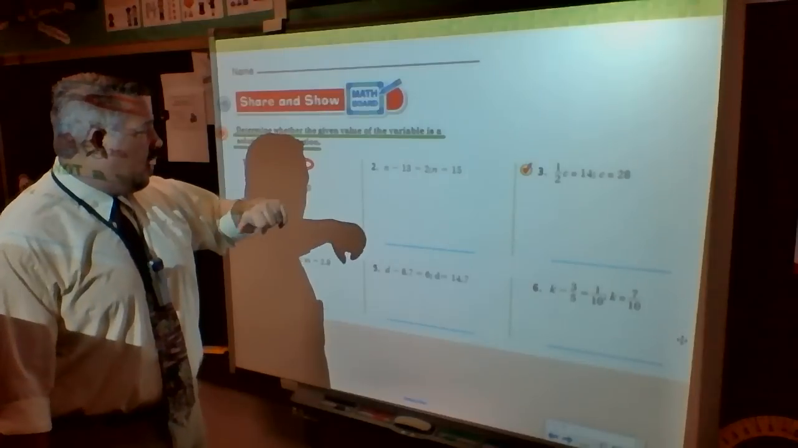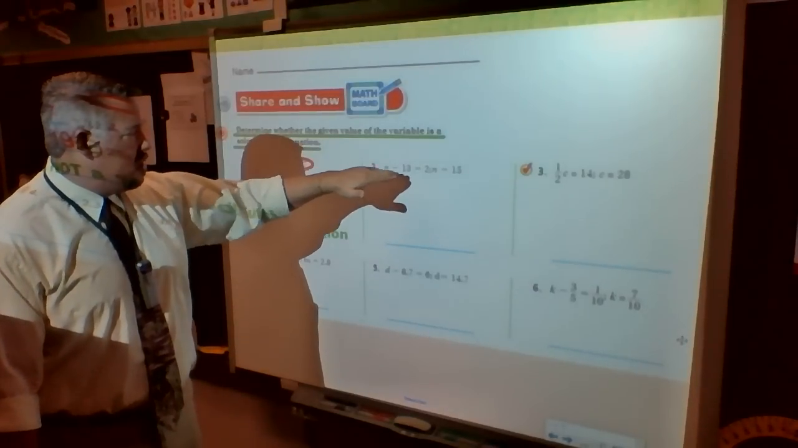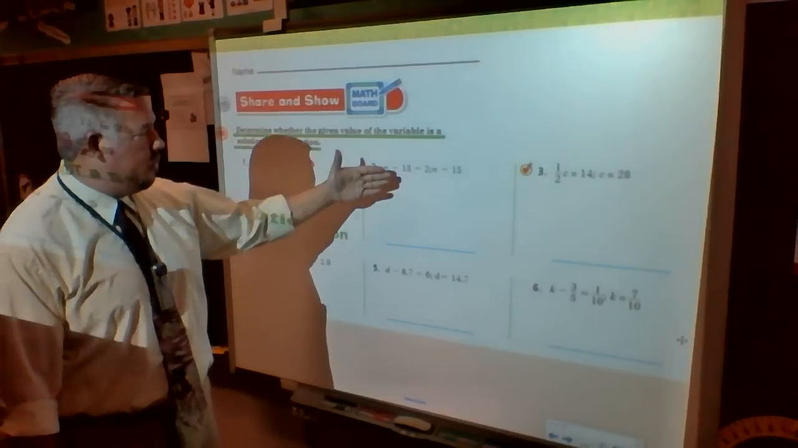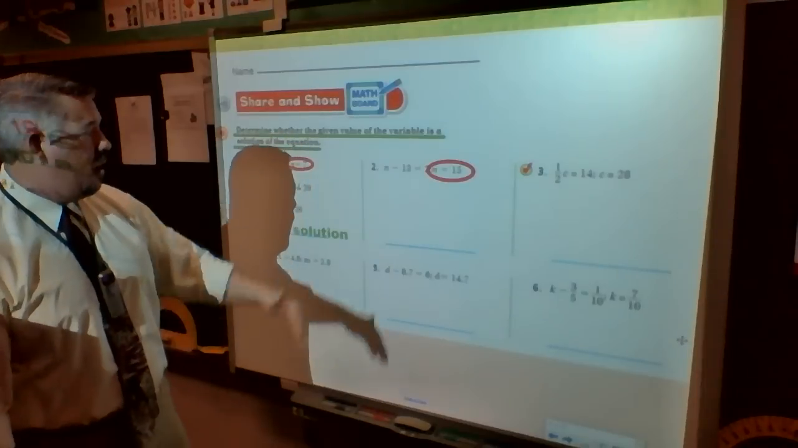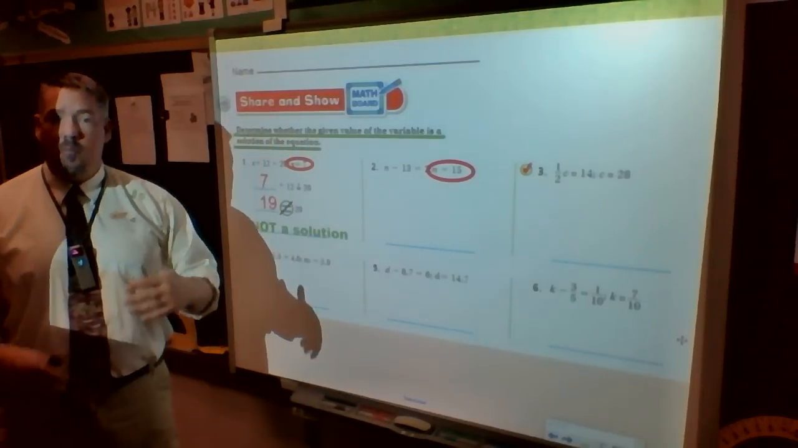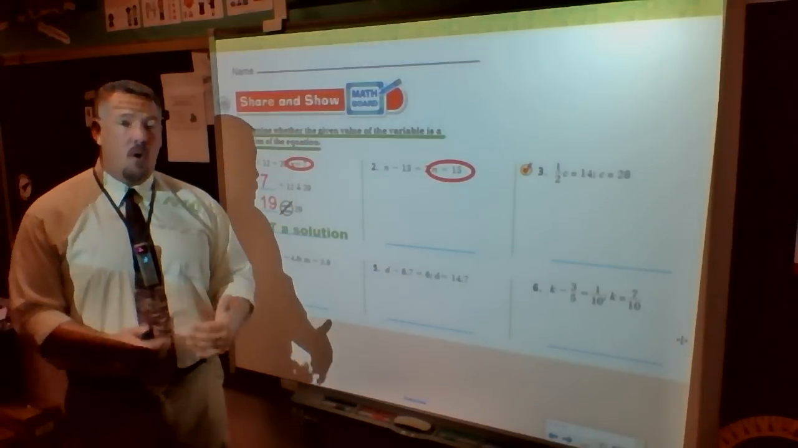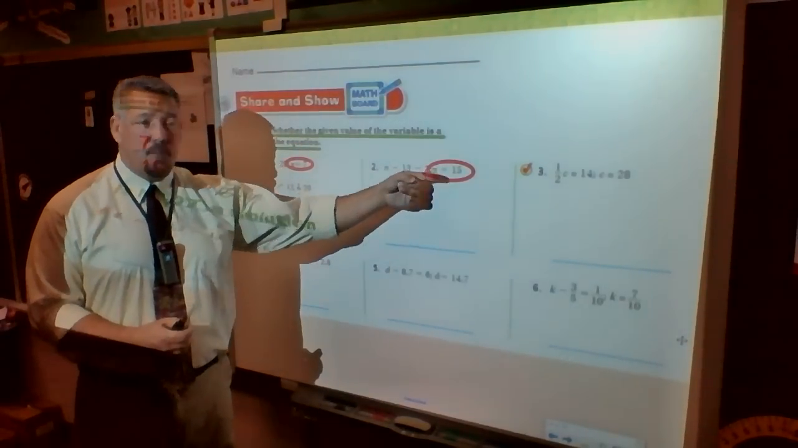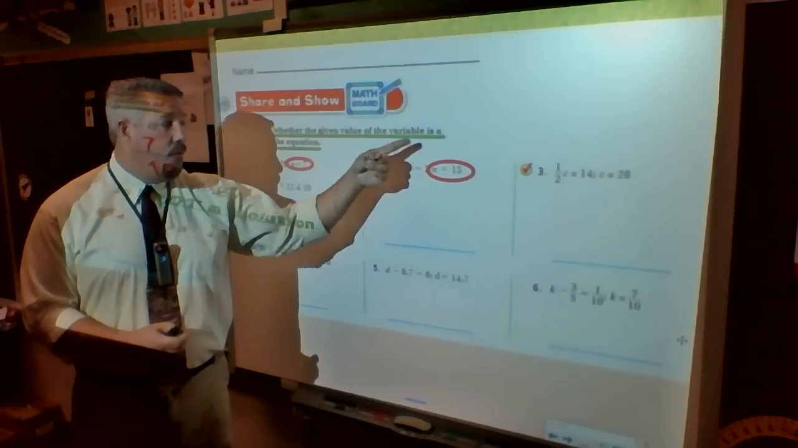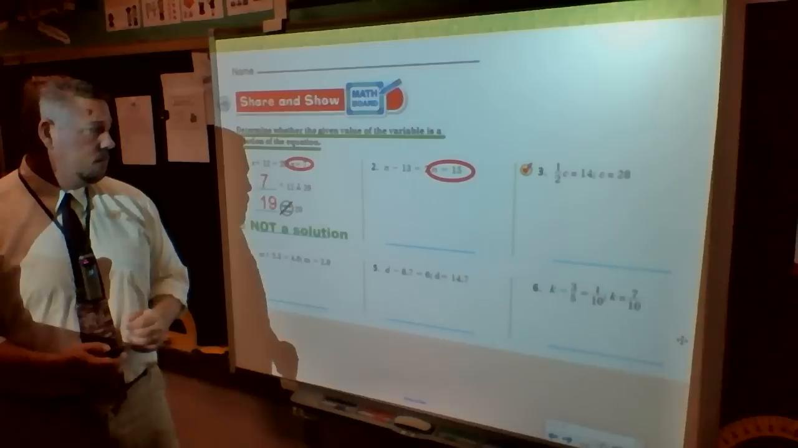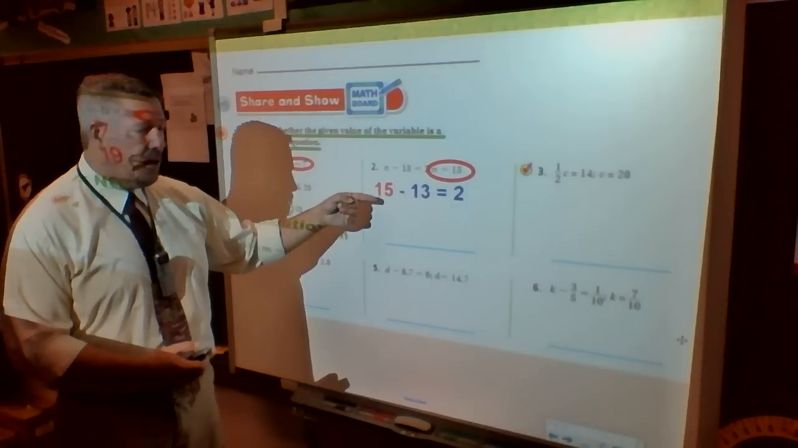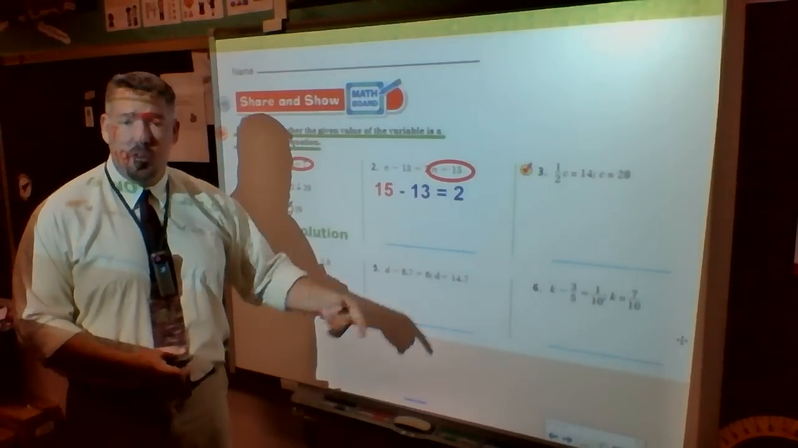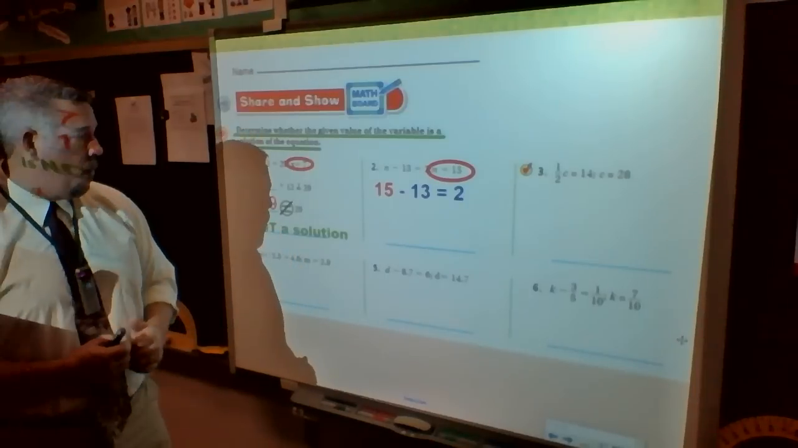When I take this equation, n minus 13 is equal to 2, I'm looking at plugging n equals 15 into the equation. So my first step is always to write the equation with the substitution of the number for the variable that's given. So I'm going to put 15 minus 13 equals 2. That's the first step of showing my work.